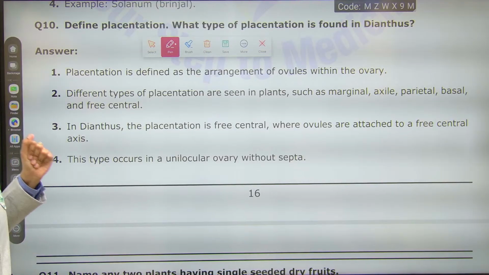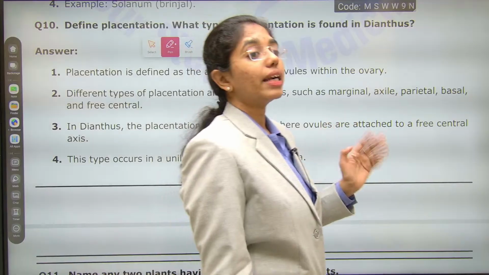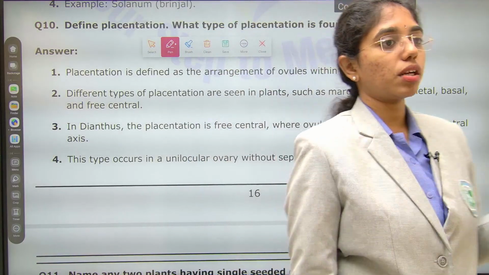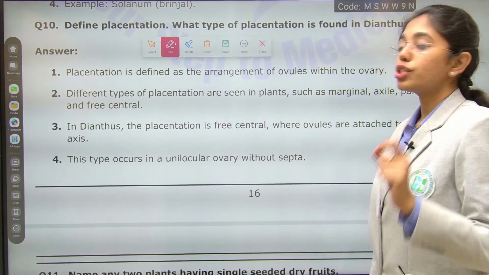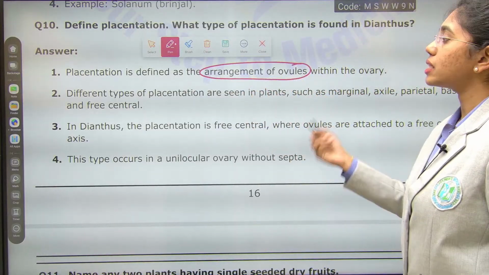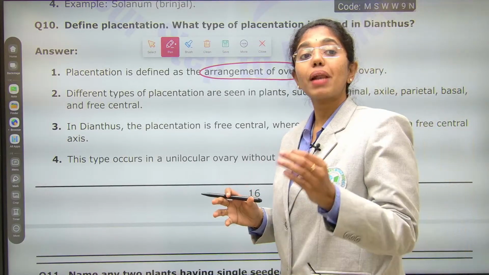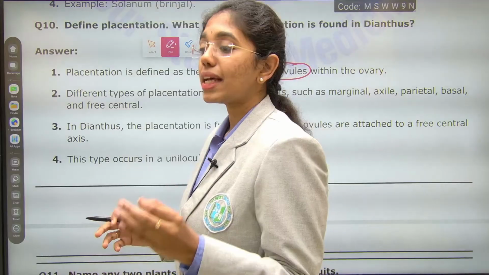Next, define placentation. What type of placentation is found in Dianthus? Placentation is defined as the arrangement of ovules within the ovary. This is the answer for a one mark question.